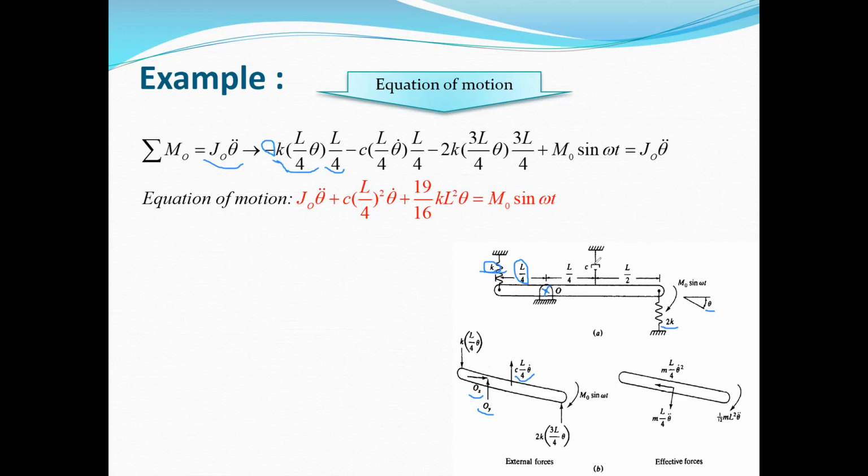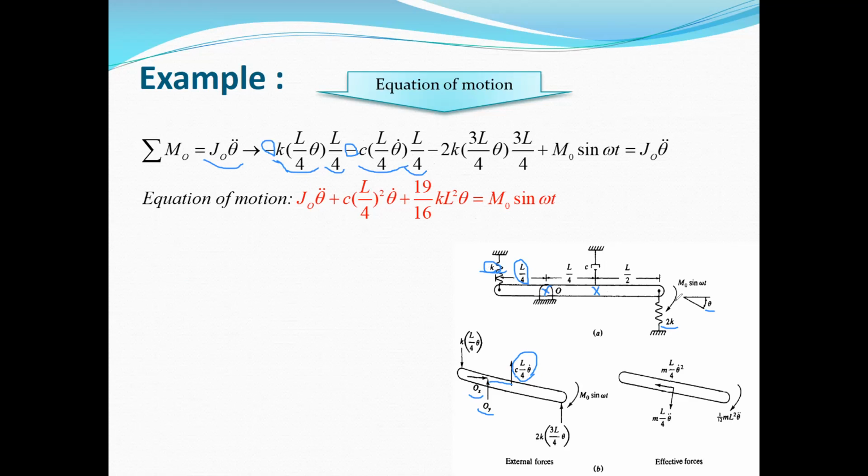The second force is the force in the damper. We know that the velocity of this point is L over 4 theta dot. So this force is C times L over 4 theta dot, multiplied by its arm, which is this length, and this length is again L over 4. So this is the moment due to the damper about point O. And again, you can see we have one negative sign because the moment due to this damper about point O is again in counterclockwise direction.